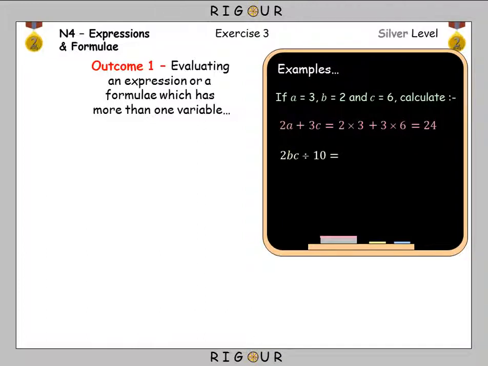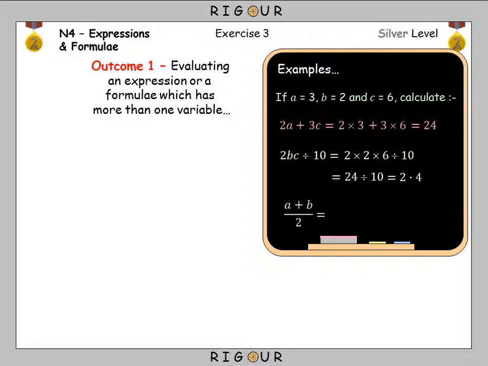So our second example is 2bc divided by 10. So we've got to do 2 times b times c, which is 2 times 2 times 6. And once we've done all that, we're going to divide our answer by 10. So 2 times 2 is 4, 4 times 6 is 24, and 24 divided by 10 is 2.4.